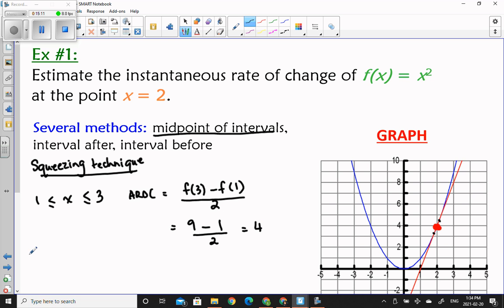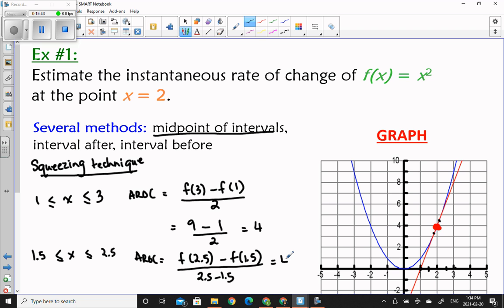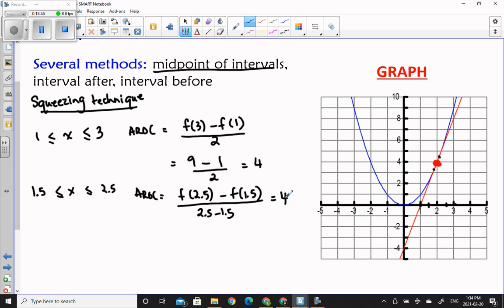Then let's get closer to 2. So let's take the interval 1.5 less than x less than or equal to 2.5. So you can see that from 1 to 3, I've now got even closer, 1.5 to 2.5. So 2 is the middle of those two values. The AROC at that is f of 2.5 minus f of 1.5 divided by 2.5 minus 1.5, and I find that my AROC value is 4 there. So you see how it's very similar.